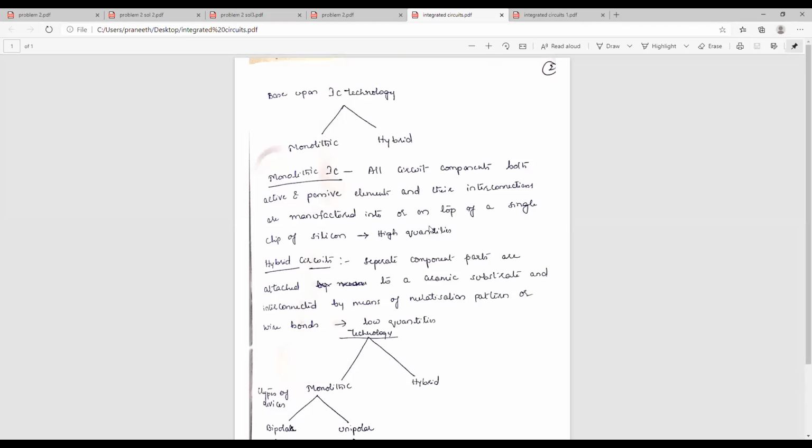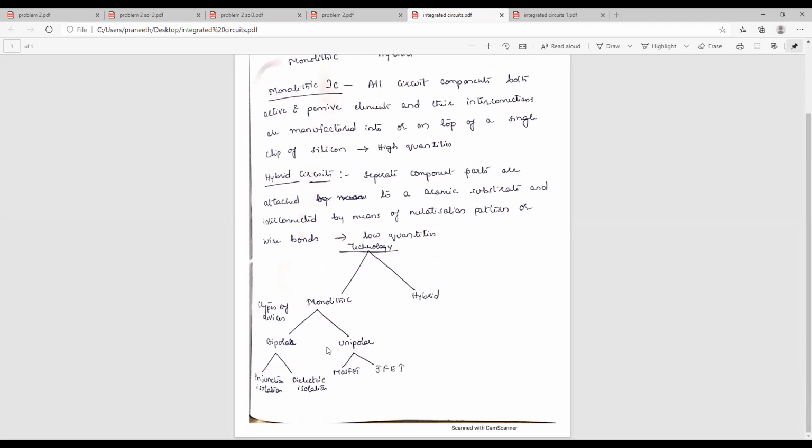So generally in monolithic circuits, we use a high quantity of components, and in hybrid circuits, we generally use low quantities of components. As I have told you, based upon technology, your ICs have been classified into monolithic and hybrid. Again, based upon the devices, your monolithic circuits might be bipolar or unipolar. Bipolar means PN junction or dielectric devices, and unipolar devices means MOSFETs and JFETs. So these are the basic classifications of IC.